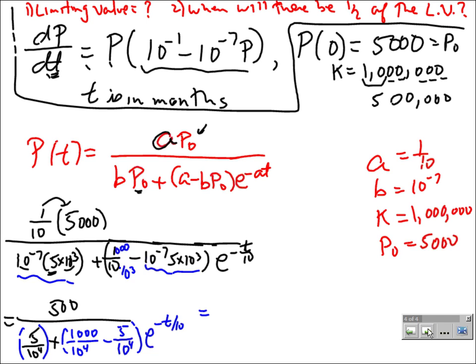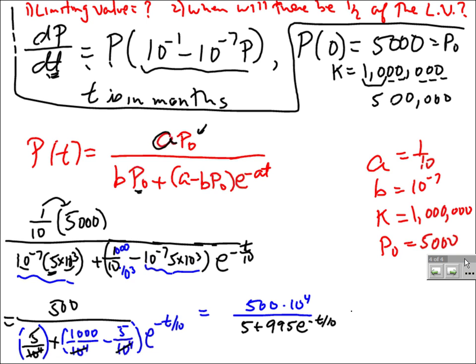In the bottom, I can factor out 1 over 10 to the 4th. In the top becomes 10 to the 4th. In the bottom I factored out the 1 over 10 to the 4th. So this and this are gone. So I have 5 plus 1,000 minus 5 is 995, e to the negative t over 10.